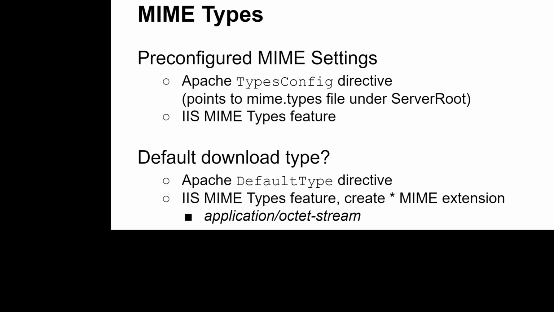In Apache, the MIME types are given by the types_config directive, which typically points to a file named mime.types, which is under the server root directory in Linux or Apache. The IIS server has the MIME types feature that specifies just the same thing that we talked about, the extension with how that particular file should be sent over. It should be sent over as text or run as a script or sent over as binary. There is a default download type.